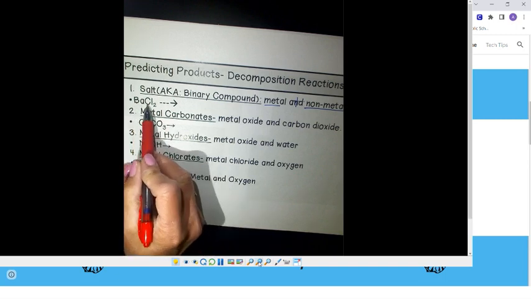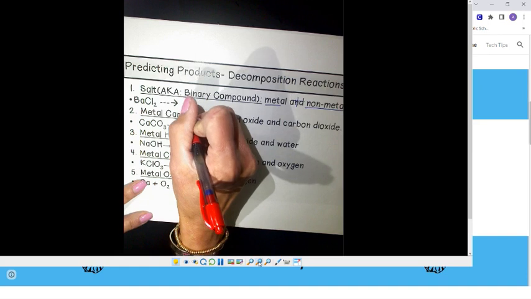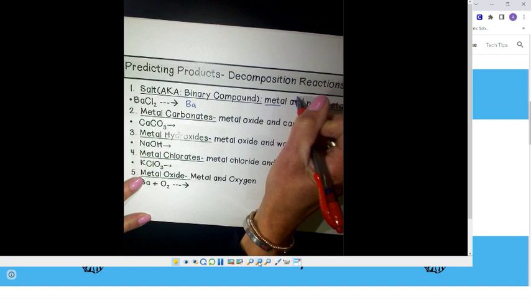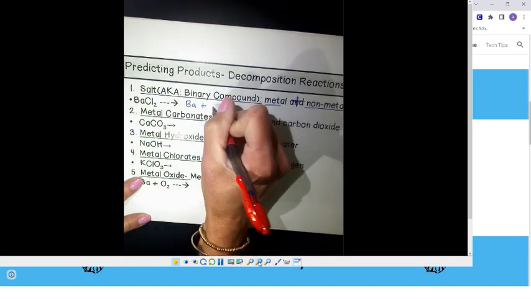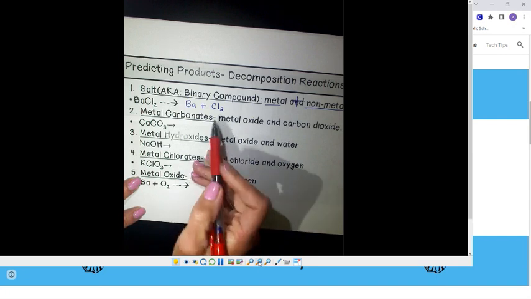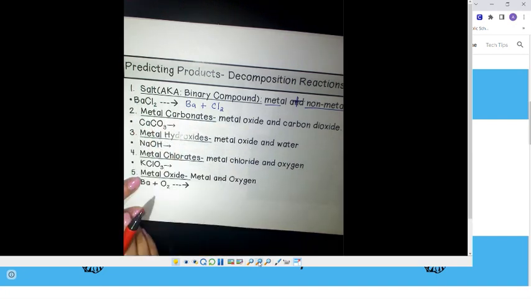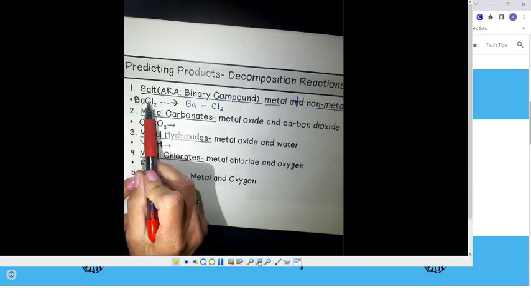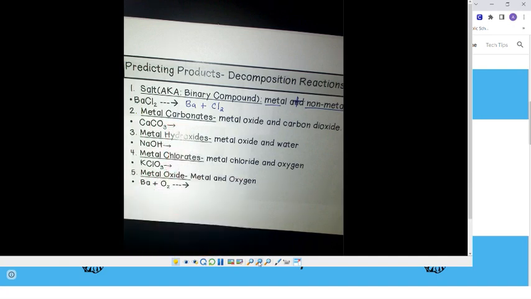So I have barium and chlorine, so it's going to break down, and I'm going to end up with barium by itself. The and means plus chlorine. What's special about chlorine all by himself? Needs a 2, he's diatomic. And then we check to see if it needs to be balanced. And I heard no, and you are correct. So a binary compound is a compound with just 2 elements. When it decomposes, the 2 elements are just going to split apart, and a plus goes in between.